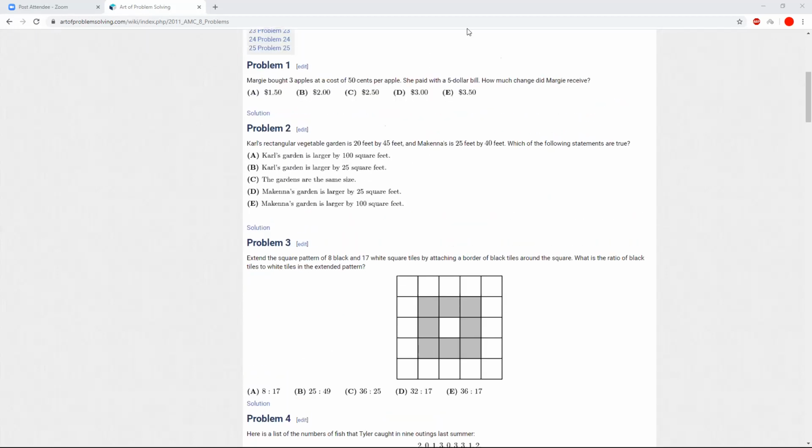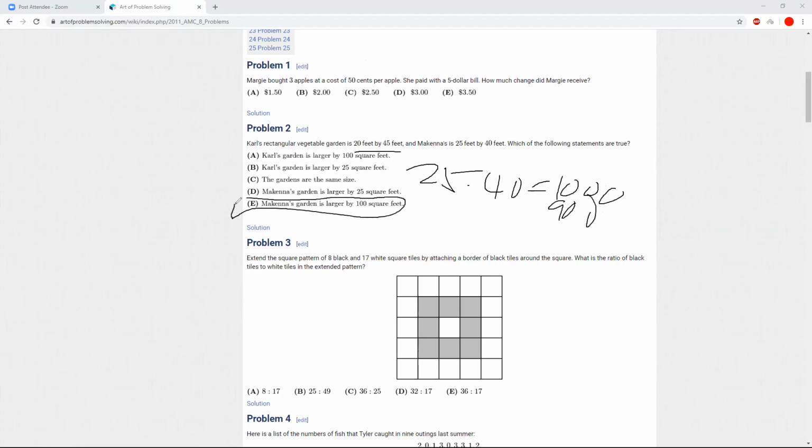Okay, number 2. I'll give you guys 20 more seconds. Okay, yeah, this one's also pretty easy because 25 times 40 is 1,000. The other one, when you multiply them, it's 900. So it's E again.